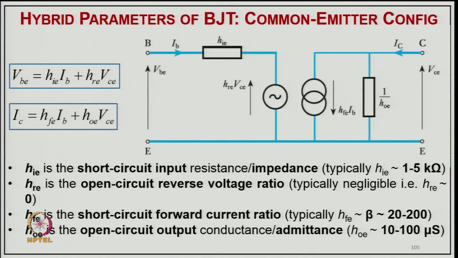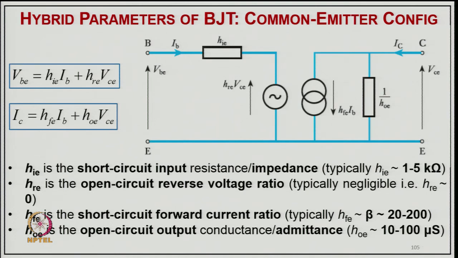So, hie is the short circuit input resistance or impedance, typically 1 to 5 kilo ohm, and hre is the open circuit reverse voltage ratio, which is normally of the order of 10 to the minus 4, almost 0. hfe is the short circuit forward current ratio, normally the current gain, of the order of 20 to 200. And hoe is the open circuit output conductance or admittance, of the order of 10 to 100 microsiemens.